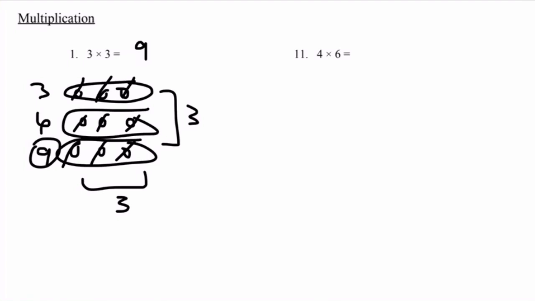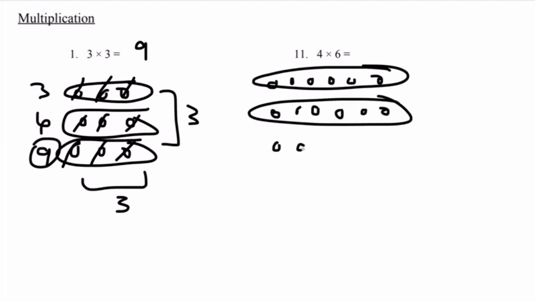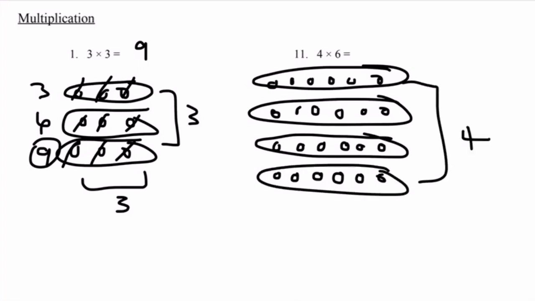Let's look at number 11. 4 times 6. 4 times 6 can also be referred to as 4 groups of 6. Let's draw it out. 1, 2, 3, 4, 5, 6. 1, 2, 3, 4, 5, 6. 1, 2, 3, 4, 5, 6. 1, 2, 3, 4, 5, 6. We now have a total of 4 groups of 6 circles.